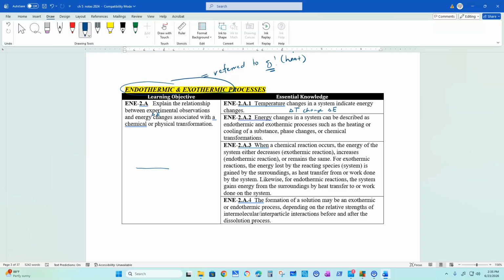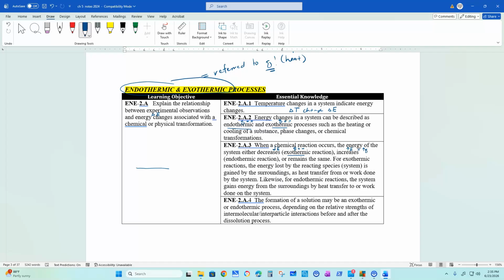Energy changes in a system can be described as either endo or exo. So if it's endo, that means my Q is going to be positive. And if it's exo, that means my Q is going to be negative. Such as heating or cooling a substance, phase changes, or chemical reactions, transformations. When a chemical reaction occurs, the energy of the system either decreases, exo. So if my energy decreases, it's probably because my Q was negative. Or if it increases, probably because my Q was positive, okay?